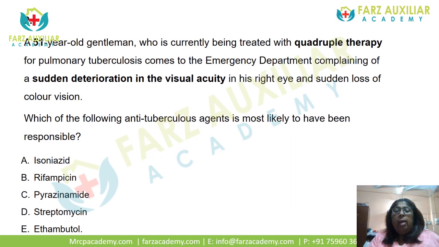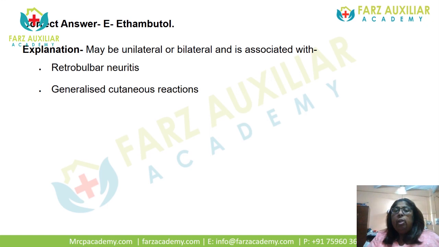A. Isoniazid. B. Rifampicin. C. Pyrazinamide. D. Streptomycin. And E. Ethambutol. The correct answer is E. Ethambutol. Explanation. This may be unilateral or bilateral and is associated with retrobulbar neuritis, generalized cutaneous reactions, hepatitis, and peripheral neuropathy.